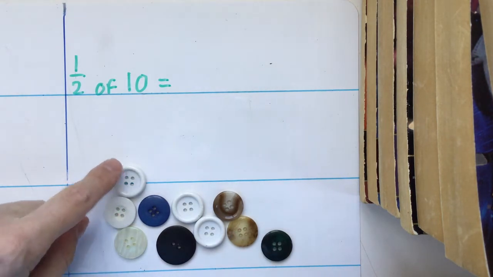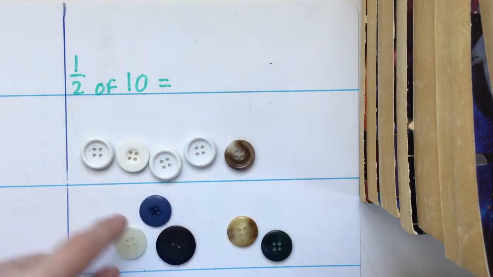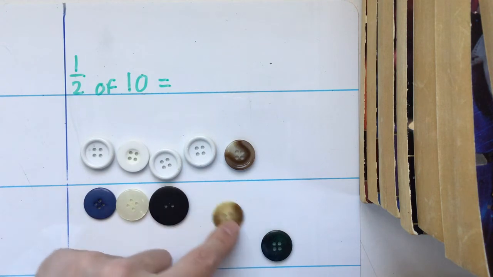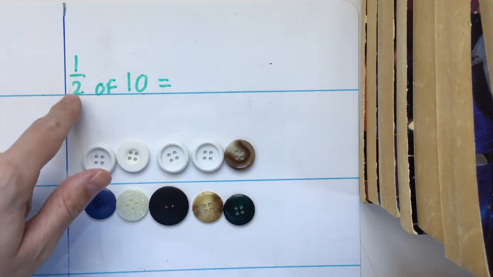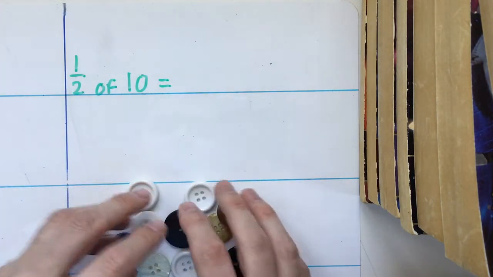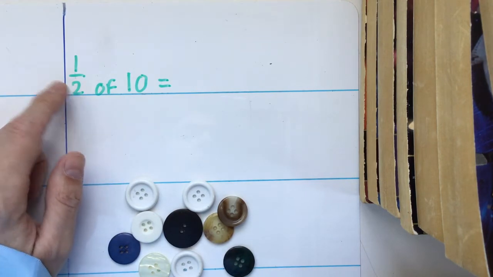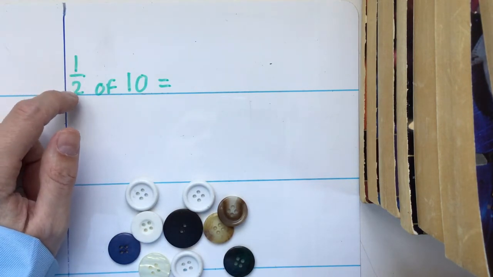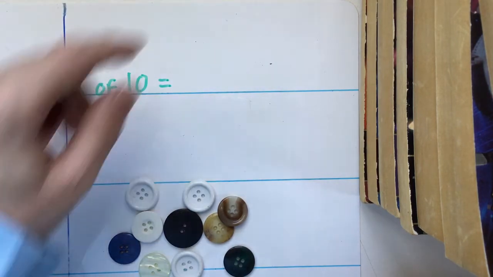Now, let's just make sure I've got 10, shall I? 1, 2, 3, 4, 5, 6, 7, 8, 9, 10. It's like a little 10 frame with buttons, isn't it? Now, for me to get half of 10, I need to split these 10 buttons into two groups. The reason it's two groups is because when we write a half, it's 1 over 2, isn't it? So this 2 at the bottom means two groups.